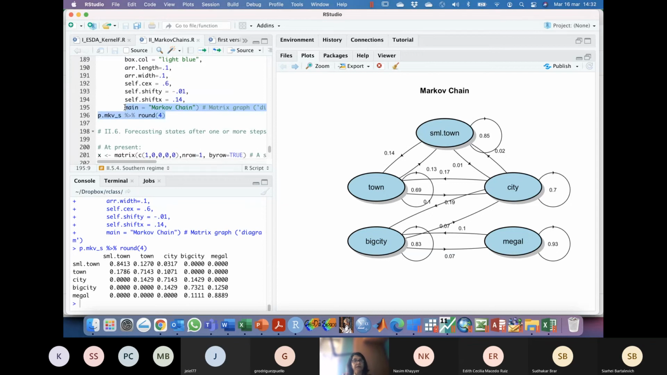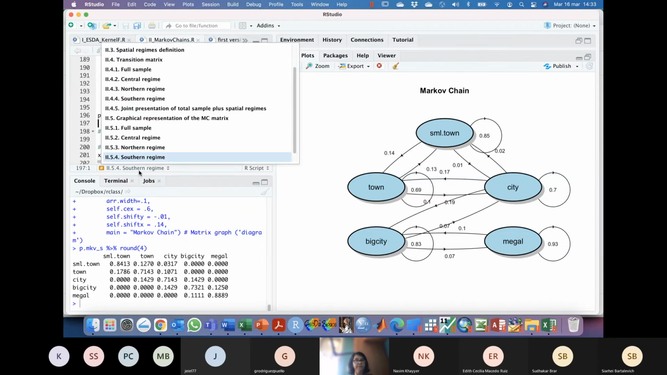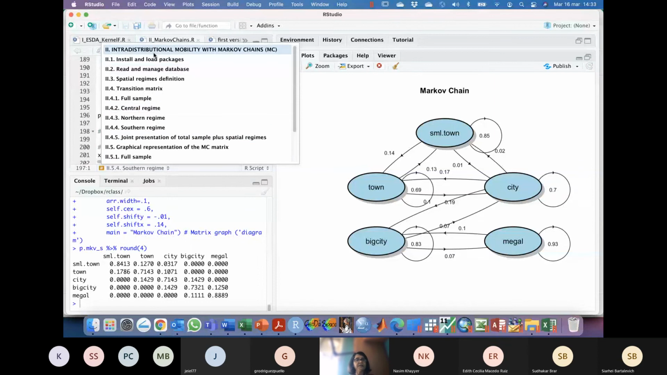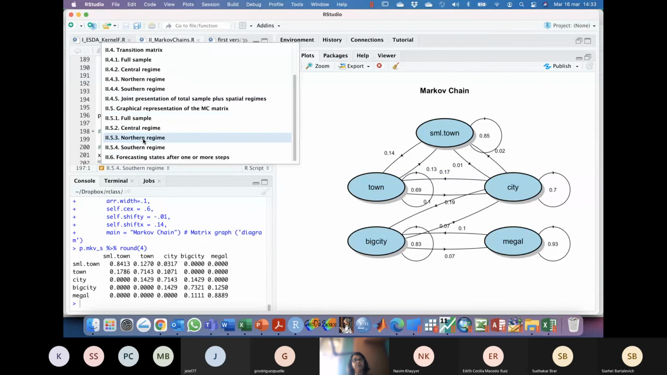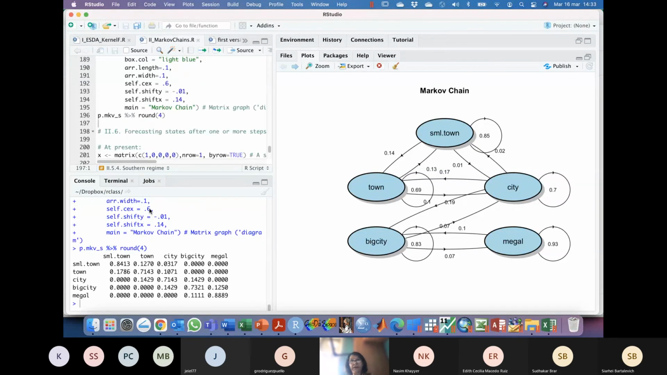Just to stay here, you should reproduce the kernels, so the first file here, and this second one until point 2.5 of the index. So 2.5, the graphical representation, but not the forecasting states. You can run the forecasting states, but I want to explain how to interpret them. Okay, and that's it. So we will see you on Wednesday the 24th.